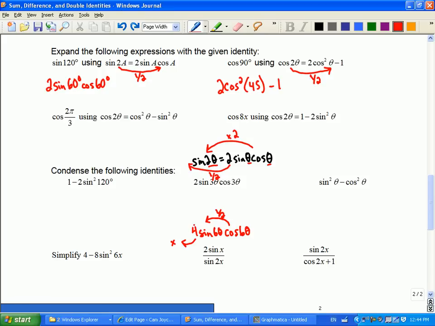Sorry, did I say it backwards? I did say it backwards. This one is doubled, and this one is halved, right? So that's what I want you to practice: think about how it works in the pattern when you do it. So I'll let you work through the rest of those ones there.